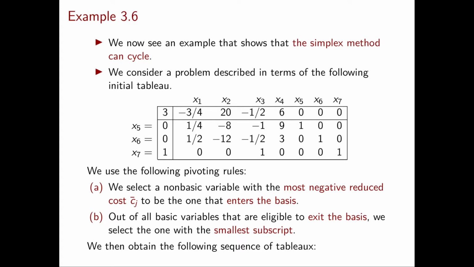In particular, I will show to you that the simplex method can cycle even with the following very specific and reasonable pivoting rule. In a pivoting rule, first I have to tell you who enters the basis in case I have several negative reduced costs. Here I'm going to select the non-basic variable with the most negative reduced cost. I also need to specify who leaves the basis in case several basic variables go to 0 in the new basic feasible solution. In this pivoting rule, I will be selecting the one with the smallest subscript to leave the basis. So then let's start our sequence of tableau.